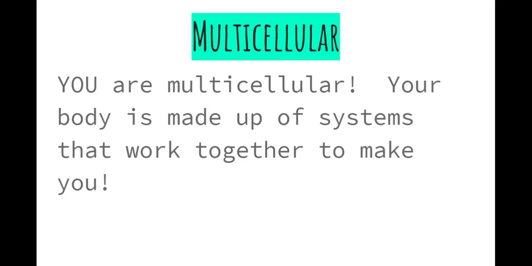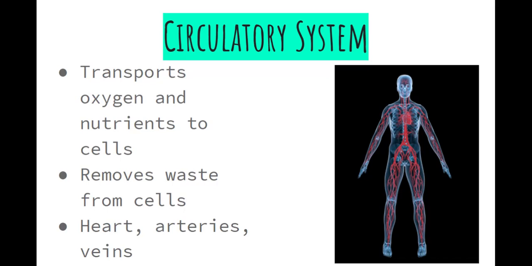You don't have to write this down, but you are multicellular. Your body is made up of systems that work together to make you. That's really important. So now we're going to look at some different body systems. This is nowhere near all of them, but these are just a few that we're going to touch on. So go ahead and write this down. Don't have to draw the picture.